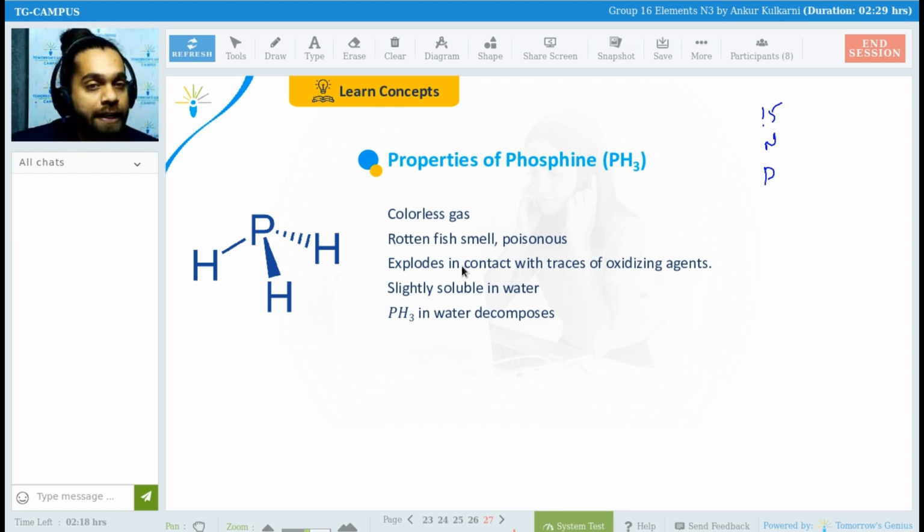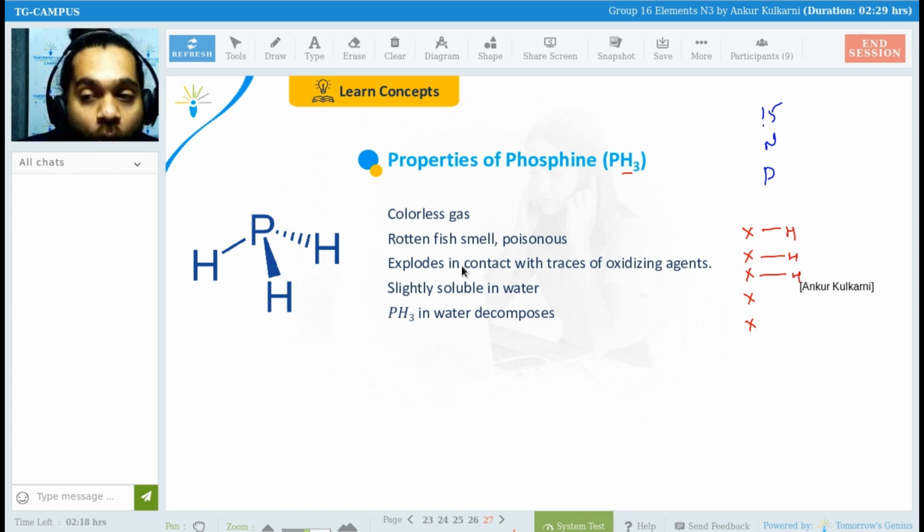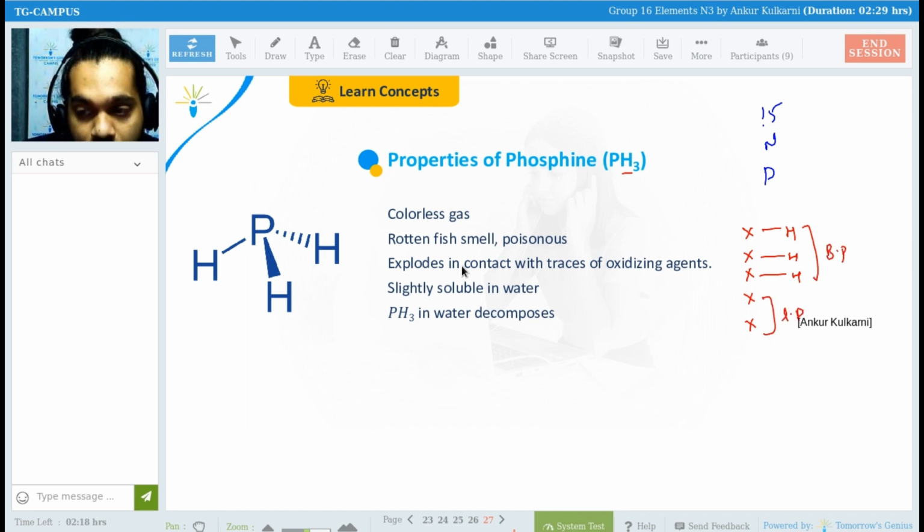So how do we do VSEPR? I'll tell you an easy way. It has 5 electrons, so I'll draw the 5 electrons: 1, 2, 3, 4, 5. It has 3 hydrogens that will form bonds. These are your bond pairs, and the remaining is your lone pair. So you add that number: 3 bond pairs plus 1 lone pair.